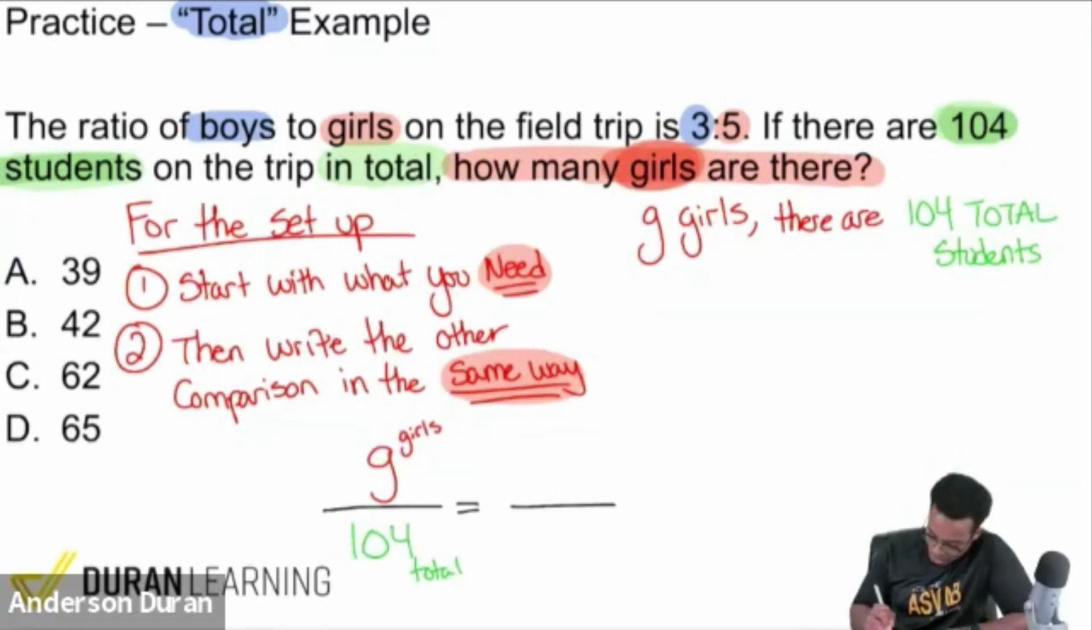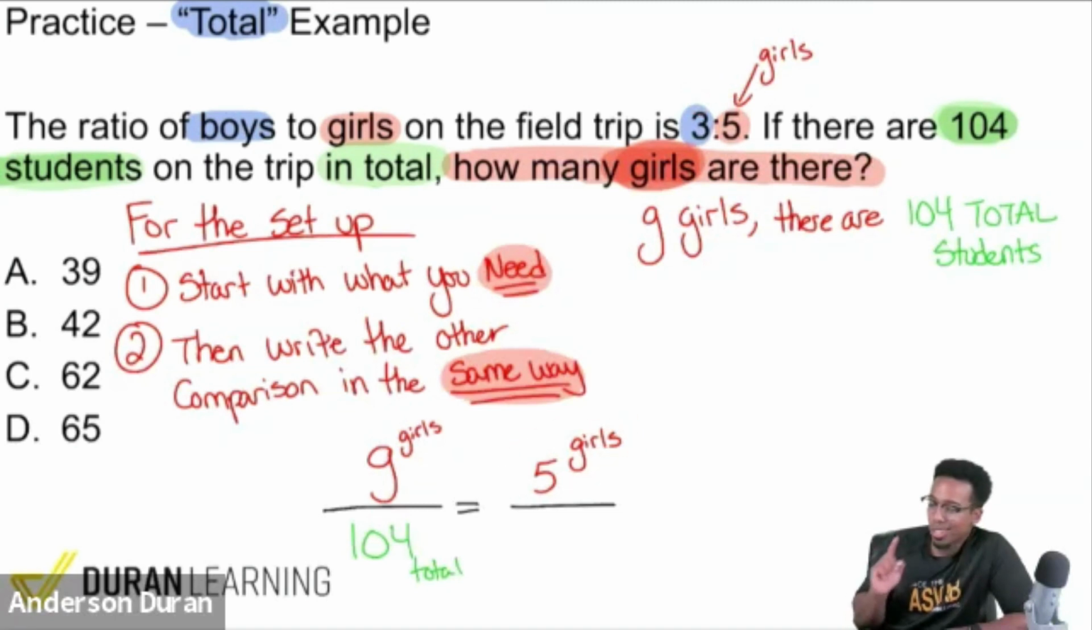Correct, 5. We got 5 girls. Right there, I tell you that 5 represents girls. You know that because they say boys to girls, and they write it in order: 3 to 5, boys to girls. So we got 5 girls right there.